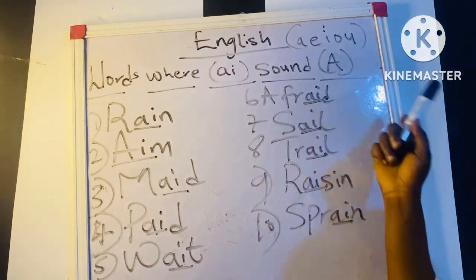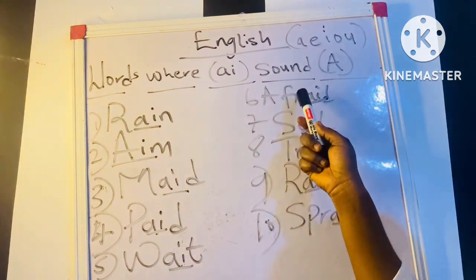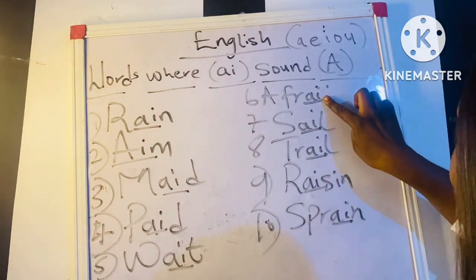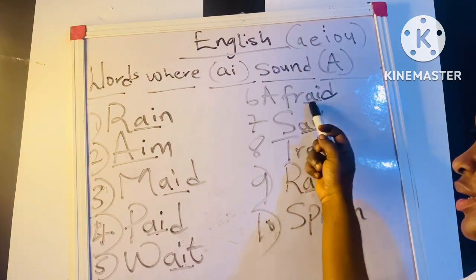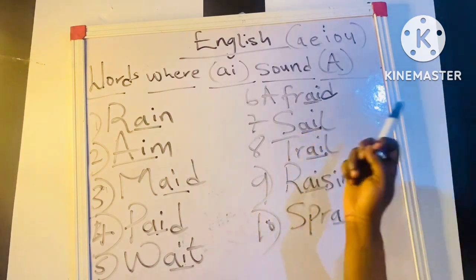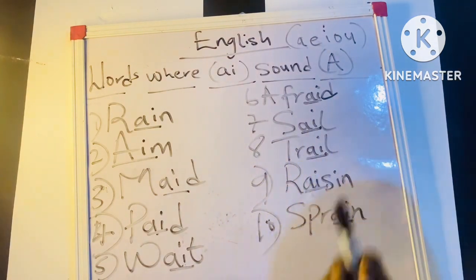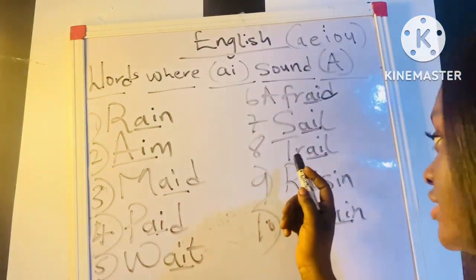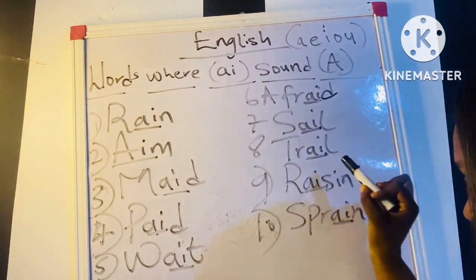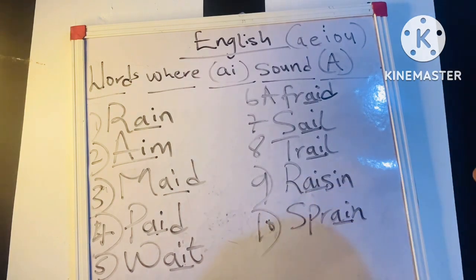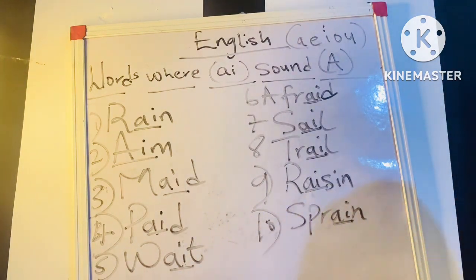Afraid, afraid, you can hear the A, afraid. A-F-R-A-I-D, afraid. Sail, S-A-I-L, sail. Trail, T-R-A-I-L, trail. Raising, R-A-I-S-I-N, raising. Sprain, S-P-R-A-I-N, sprain.